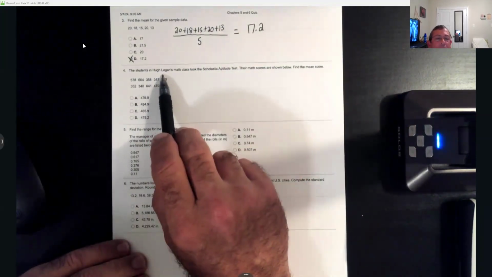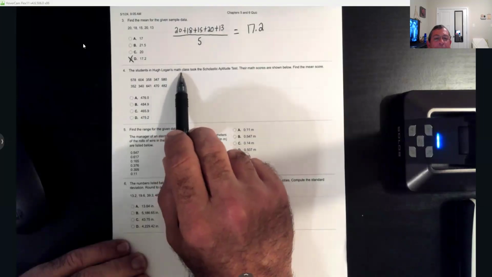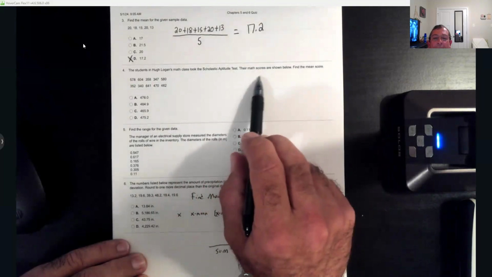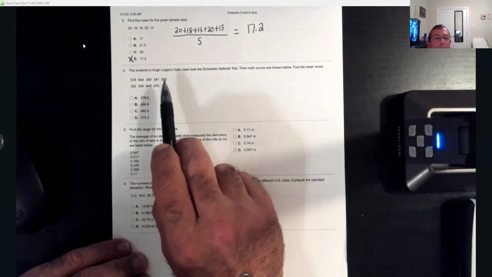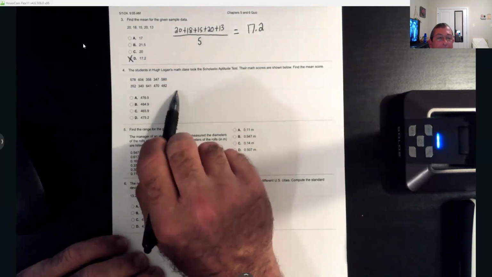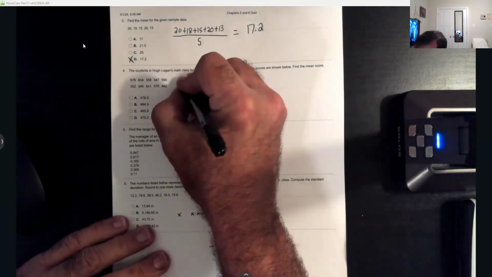So look, this is Hugh Logan's math class, and this is their Scholastic Aptitude Test. Their math scores are shown below. So find the mean. So y'all, that's the average again. So we're going to add all these up.